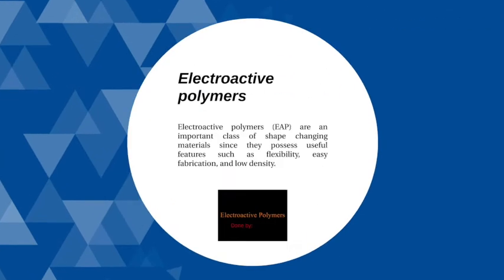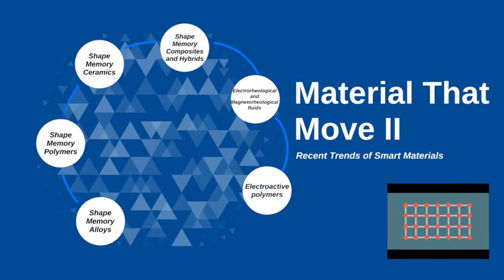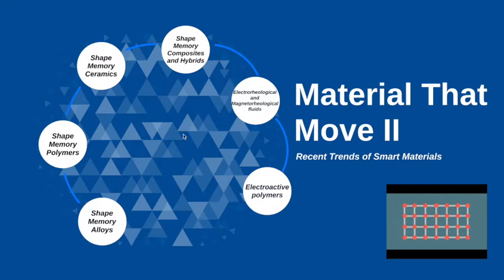And then the last part is the electroactive polymers. Electroactive polymers are an important class for shape changing materials because they are flexible, easy to fabricate, and low density. This is interesting, but I think you can watch by yourself. It is to show how the polymers work and how you can apply these polymers. Okay, so that's all for this video recording.